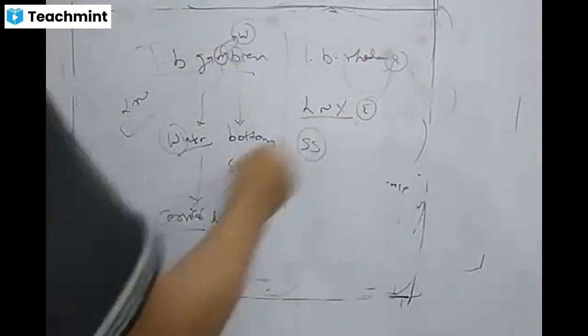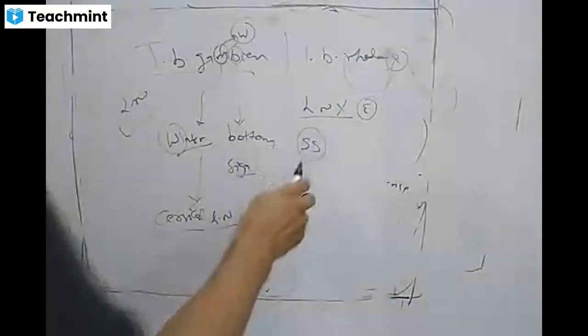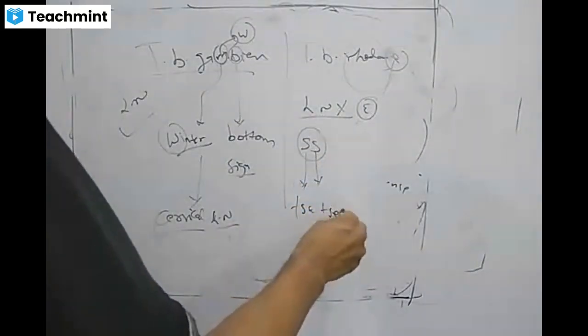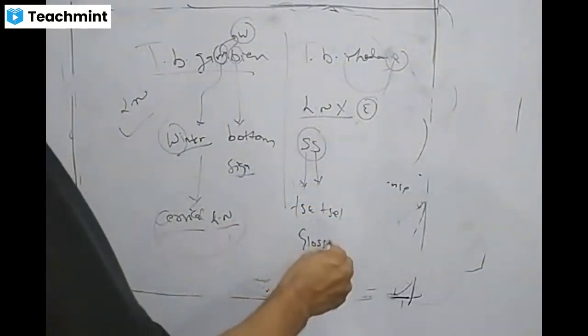Both cause your sleeping sickness. And the vector for these two, sleeping S also. This is the tsetse fly, also known as Glossina.